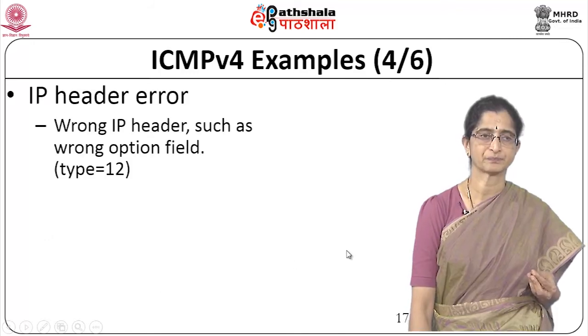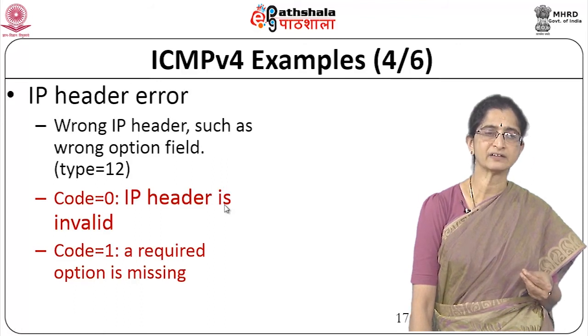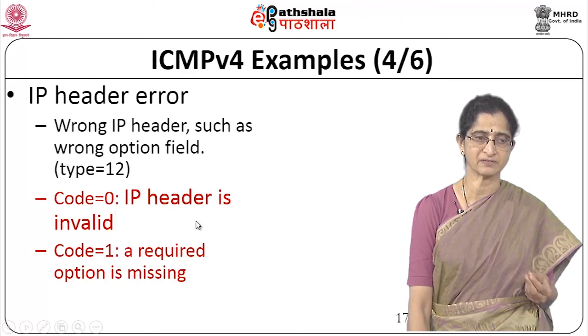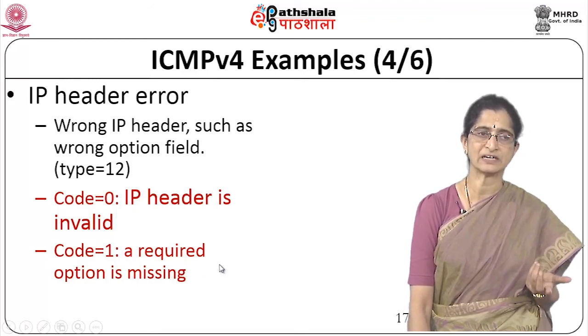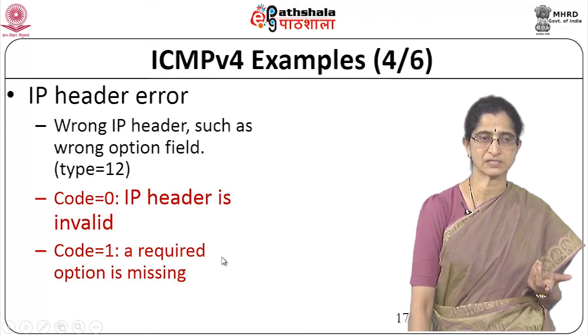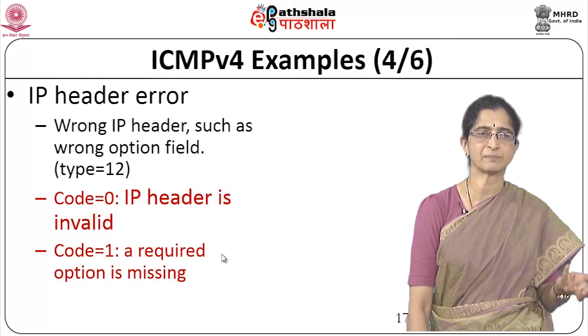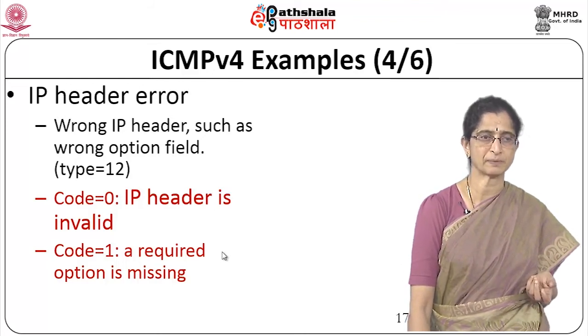And we said that if there is a header error, a wrong header, then the code field, if it is 0, indicates that the IP header is invalid, and a code value of 1 indicates that some required field is missing, a required option is missing. In which case you will just send back the IP header plus the first 64 bits of that particular packet.